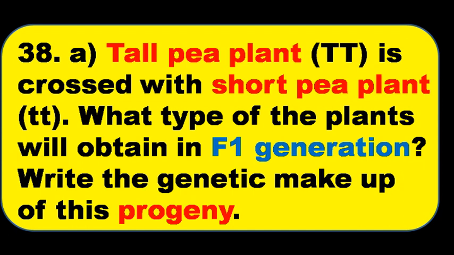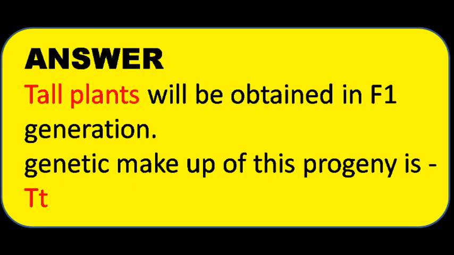Tall pea plant TT is crossed with short pea plant tt. What type of plant will obtain in F1 generation? Write the genetic makeup of this progeny. Tall plants will be obtained in F1 generation. Genetic makeup of this progeny is capital T small t.